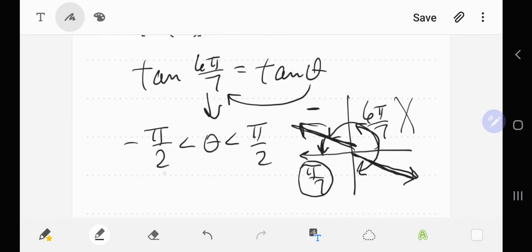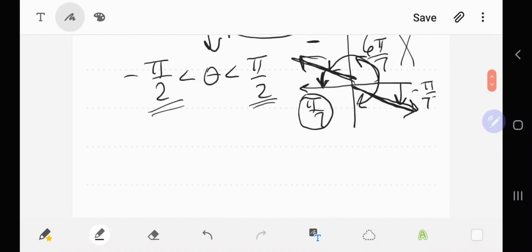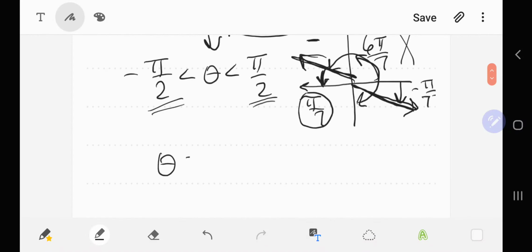And if our values are restricted to be between negative pi over 2 and pi over 2, and this angle in quadrant 4 has to be equivalent to this angle in quadrant 2, that means the angle we're looking for must be negative pi over 7. So the answer to the problem is theta equals negative pi over 7.